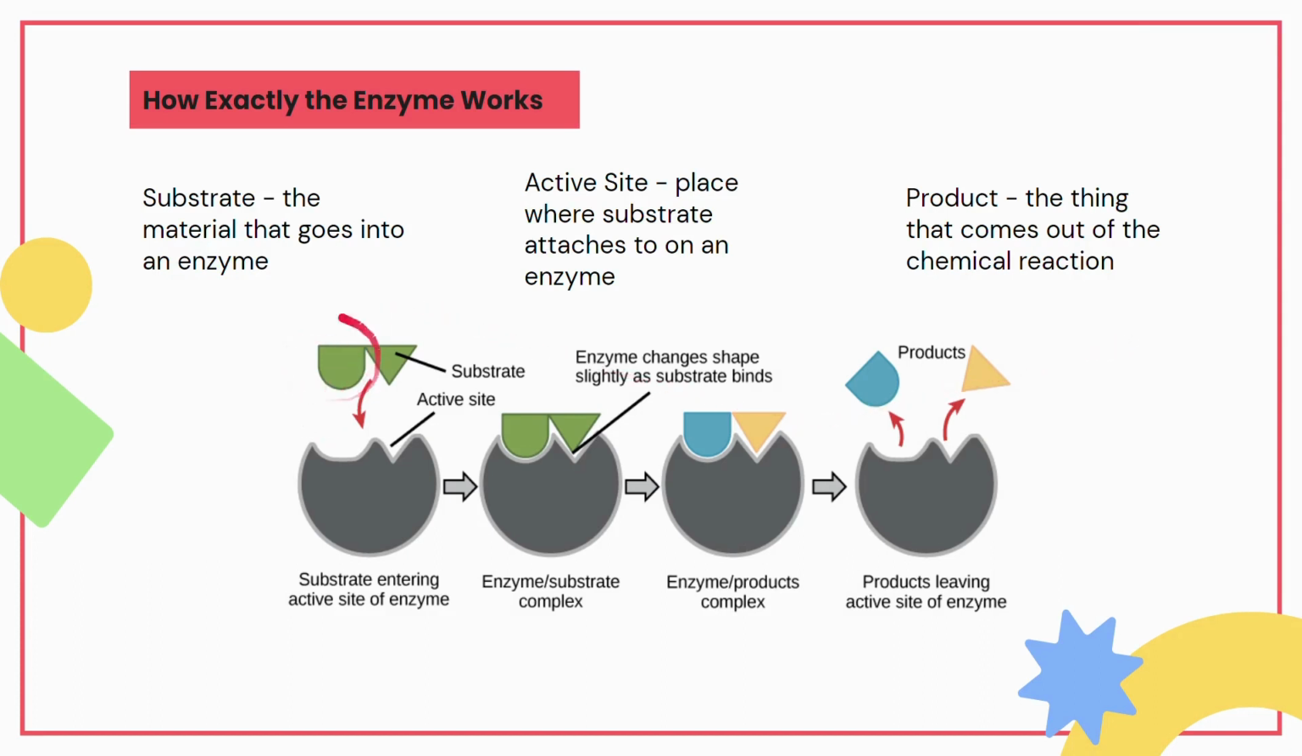So here you can see the substrate, and along here is the active site, and the gray thing is the enzyme. You can see that the substrate attaches to the active site, and the active site actually, you can see, changes a little. The shape becomes a little different as the substrate binds to the active site. Then something happens, so a reaction happens, and we can see that the bonds were broken in the substrate, and out comes two products.